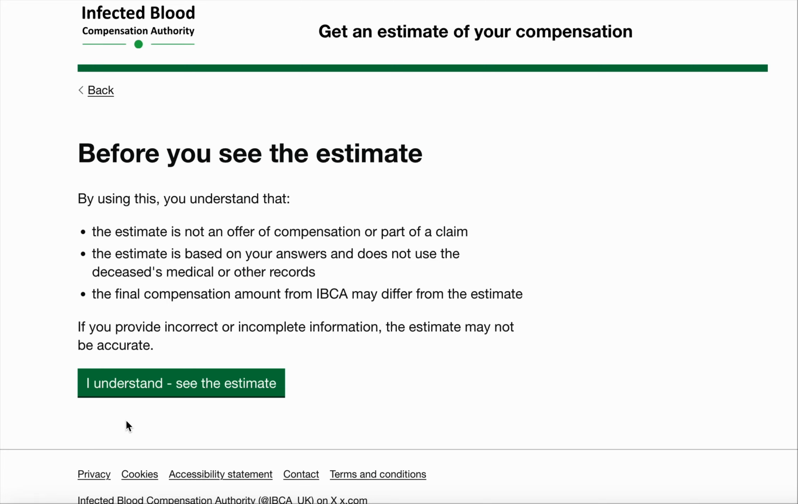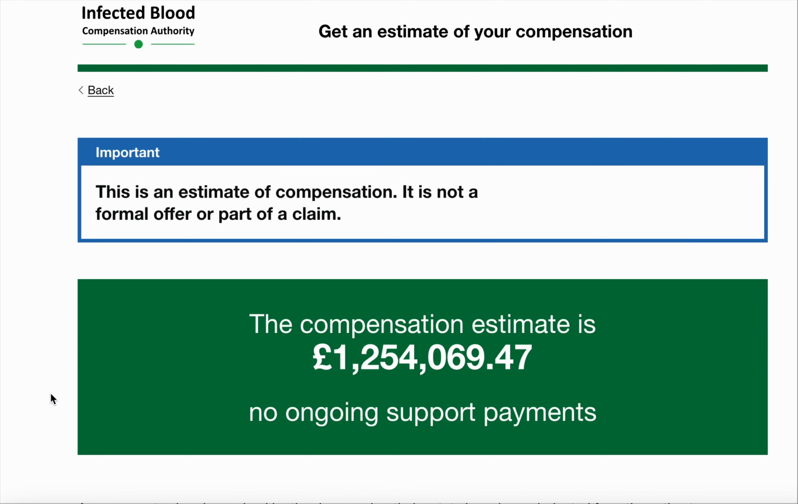Before the estimated figure is shown, you must read and click I understand, see my estimate. This confirms you understand that the estimate is not an offer of compensation or part of a compensation claim. The estimate is based on the answers given and does not use medical or other records. The final compensation amount from IPCA may differ from the estimated figure. You will then be shown an estimate of your compensation claim.